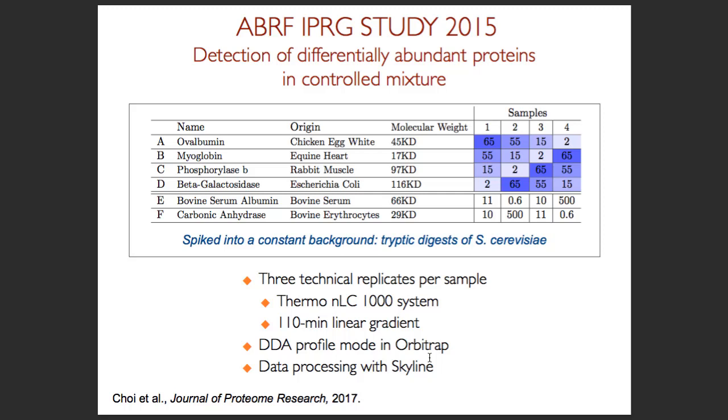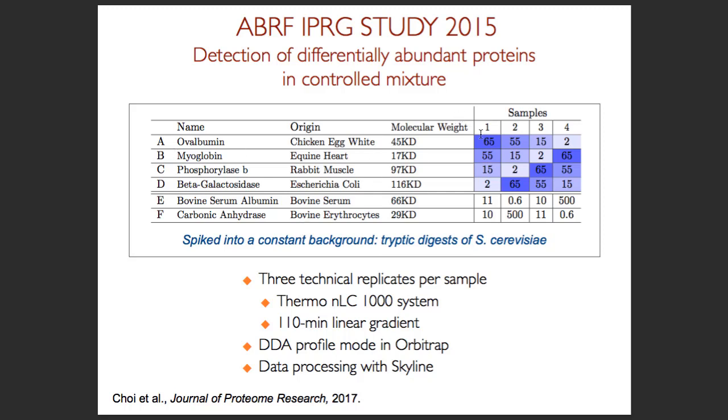And so you want to know, well, are my numbers better than your numbers, right? So you need to have some framework where you can evaluate different types of methods. And so in this particular case, we created a synthetic mixture which had a complex yeast background, and we spiked different proteins into this background.